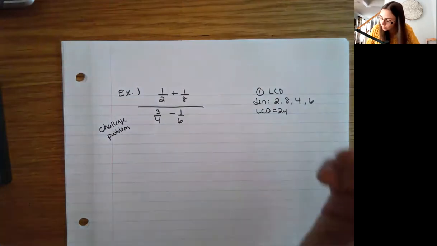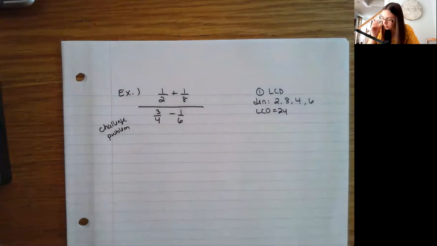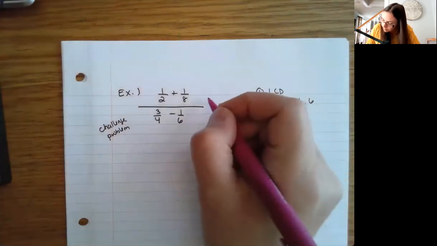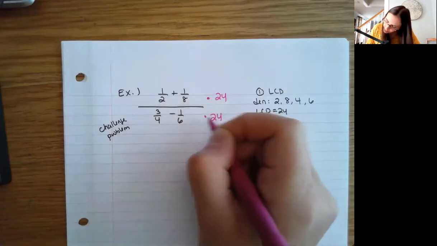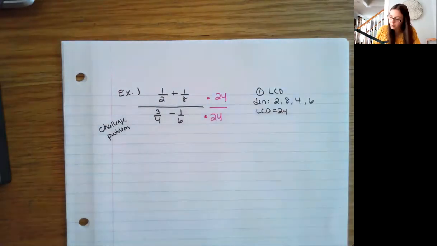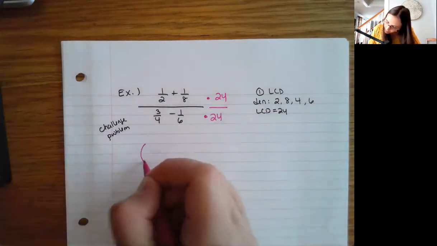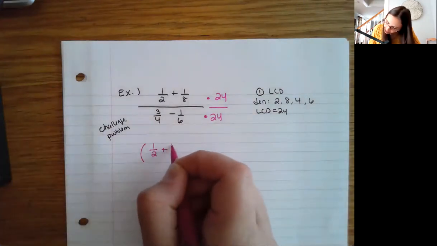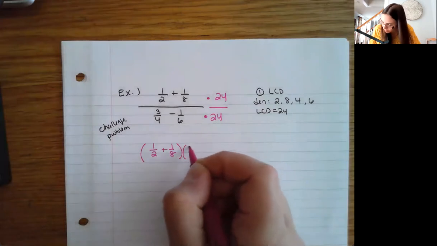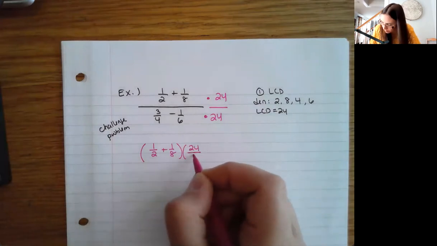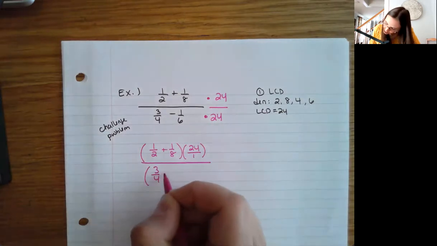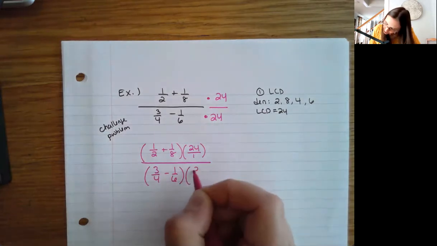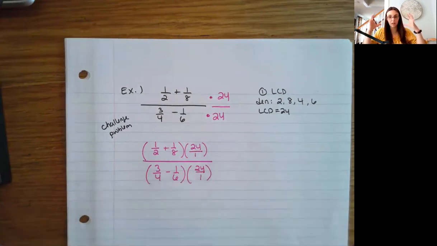So what you're going to do is you're going to multiply by 24 on the top and the bottom. So I have 1/2 plus 1/8 times 24. And then I have 3/4 minus 1/6 times 24. And these are actually in parentheses because they're the whole thing together. So this is really a challenge problem here.